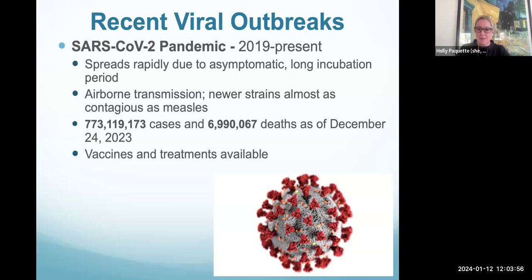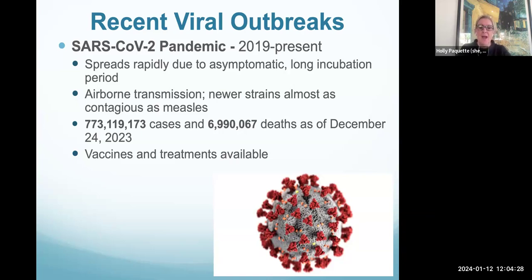It spreads rapidly, and there's a couple of reasons. It's asymptomatic in many people, and many people are asymptomatic early on when they can still spread it. In addition, it has a fairly long incubation period, sometimes up to a week now. Early on, it had a little bit longer incubation. We see with newer strains, they've shortened up somewhat. It is airborne transmission, very similar to measles, meaning that it's extremely contagious because these virus particles can remain in the air for hours on end.